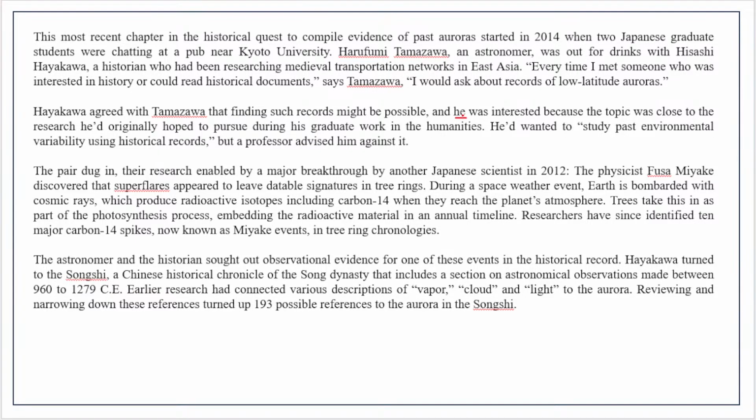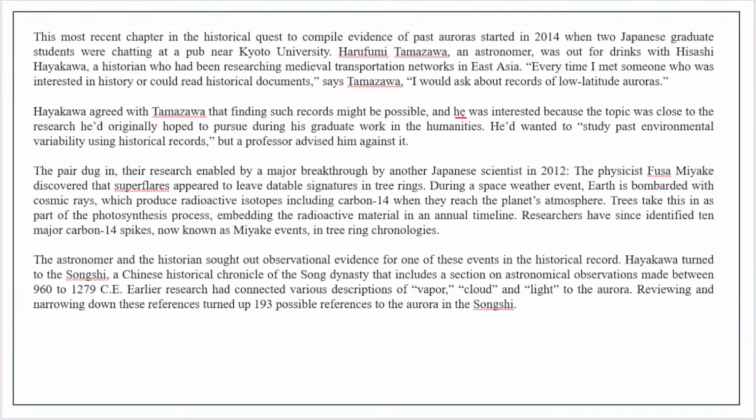Researchers have since identified 10 major carbon 14 spikes, now known as Miyake events, in tree ring chronologies. So researchers have seen 10 major events where carbon 14 showed a spike, a spike meaning an increase, in the trees. Okay, and all of them have been called Miyake events. The astronomer and the historian sought out observational evidence for one of these events in the historical record. So Tamazawa and Hayakawa, mentioned above, together tried to find evidence for these events, the 10 events mentioned above.